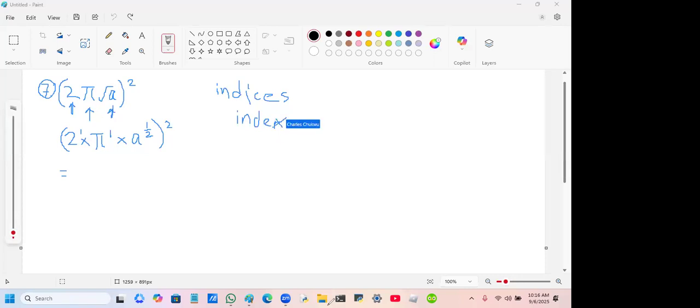Sorry, index I meant to say. So power, I'm writing all these words. Please make sure that you write it in your book. All these things I'm writing here, they all mean the same thing. Order.